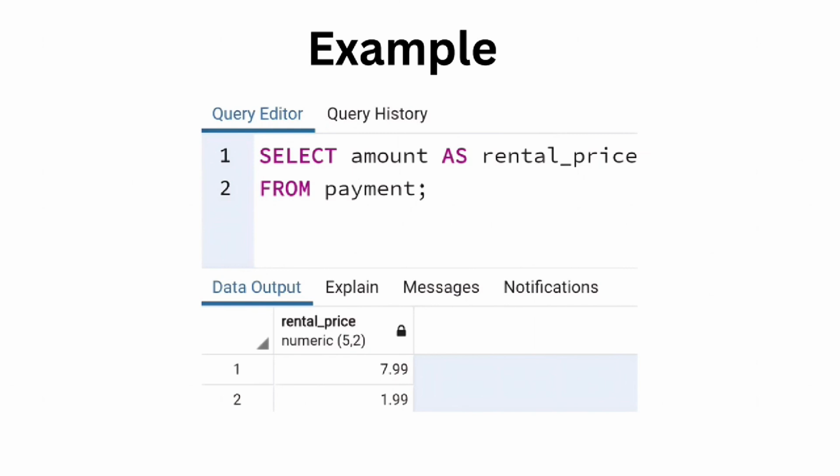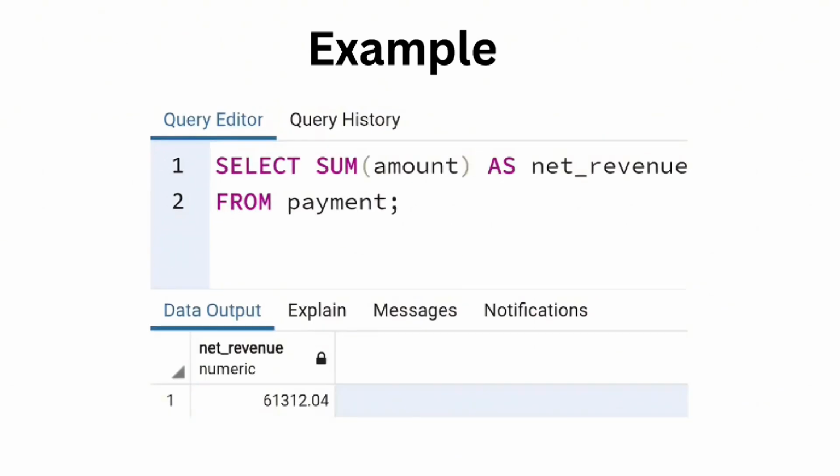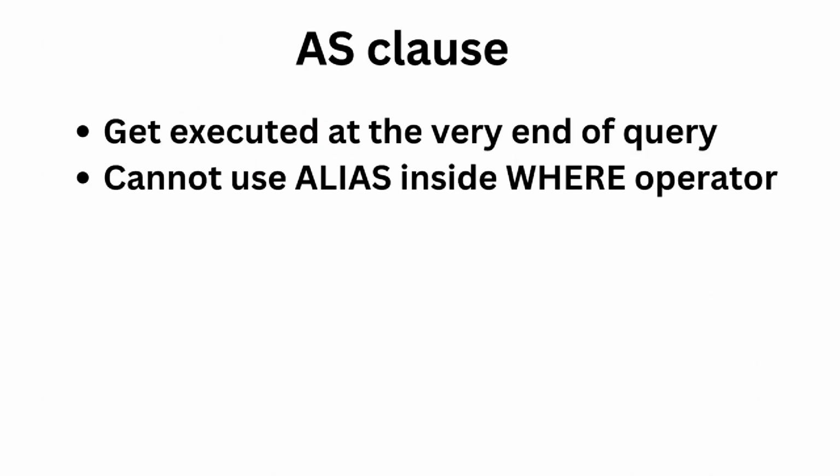And this starts to make sense, especially when we perform functions on a column. For example, select sum amount as net revenue from payment. And instead of having the output just say sum of the amount, here we can clarify it with an alias as the total net revenue from the payment table. So essentially, in net revenue, we've made around $61,312. Now, keep in mind, the as operator gets executed at the very end of a query.